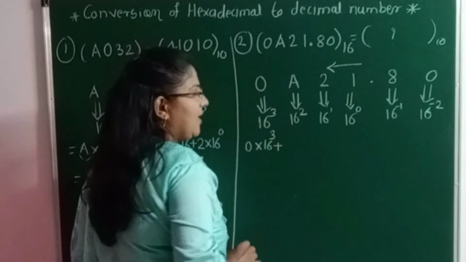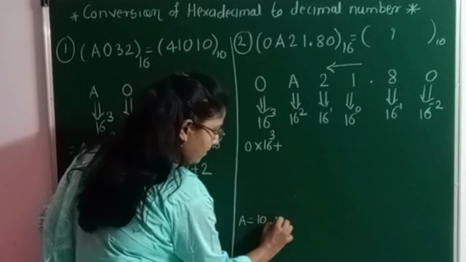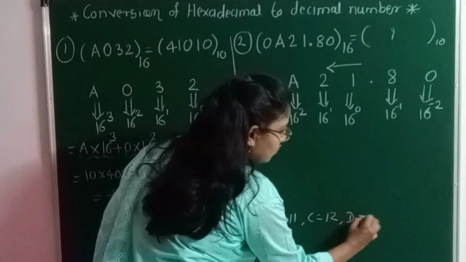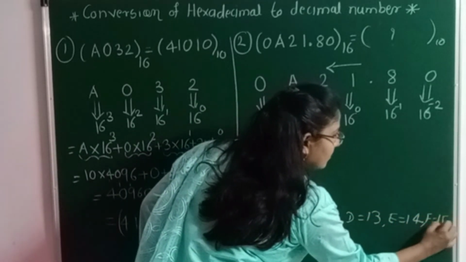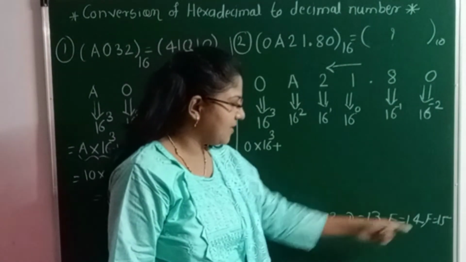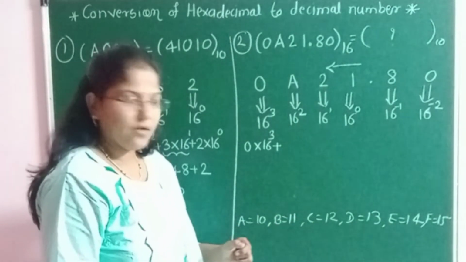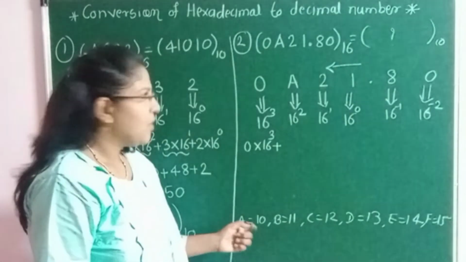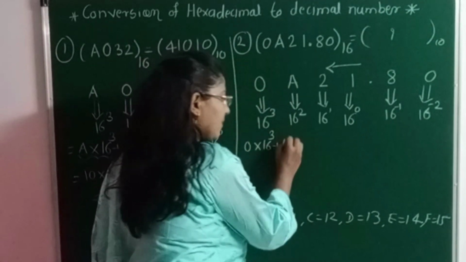Now the value of A is 10. Here I will write A equal to 10, B equal to 11, C equal to 12, D equal to 13, E equal to 14 and F equal to 15. So these are the letters which are used to represent the values from 10 to 15. So instead of writing 10, we have to use the letter A in hexadecimal. Okay. So when we are going to take the multiplication, now instead of A, directly I will write here 10.